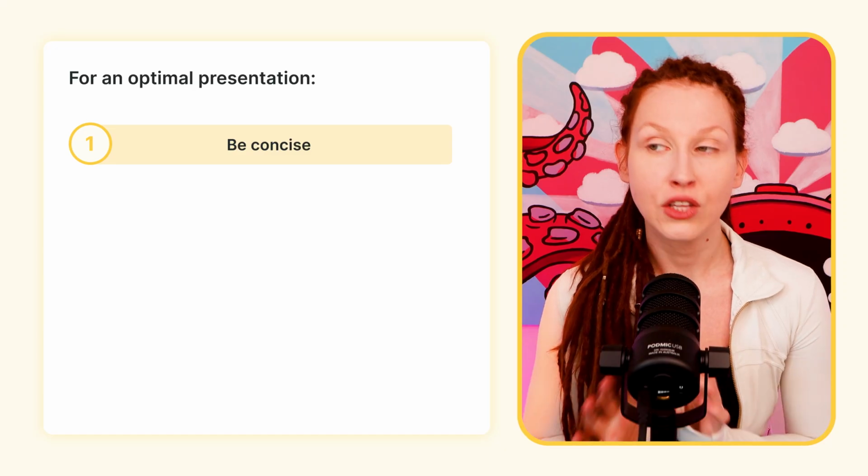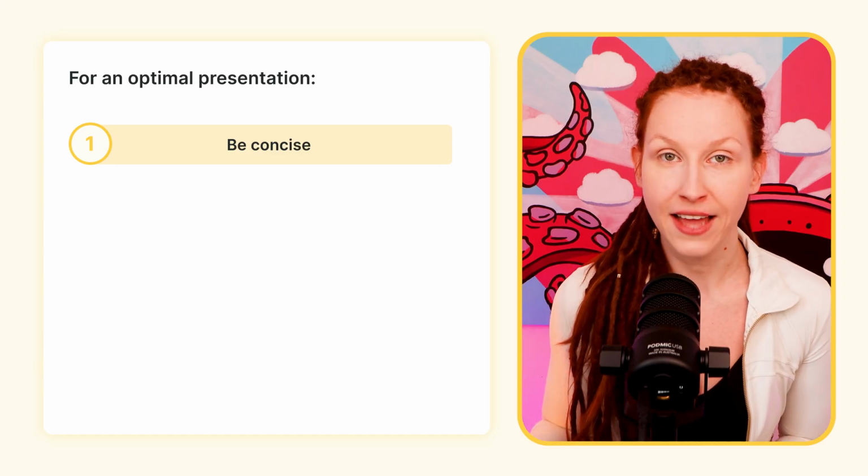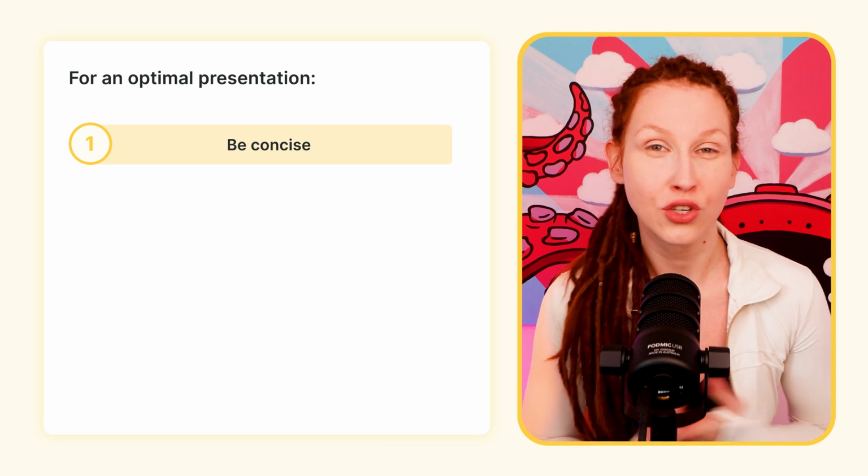Now let's quickly talk about how to prepare your presentation in an optimal way. So the first thing to do is to be concise. Don't overwhelm with walls of text. Use bullet points and really short descriptions. Be really careful about how much content there is on your slides, not to overwhelm the team and not to provide too much information. Your role is also to distill information for them so it's easier to follow and easier to understand.